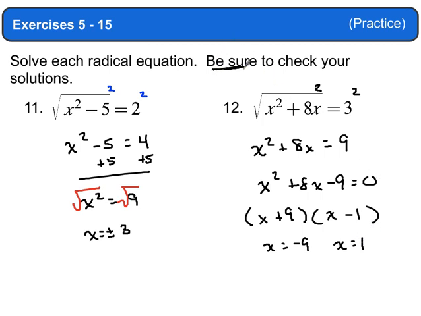Again, you always want to make sure you check your answers. I'm not doing that because I'm just modeling the process of solving these radicals.